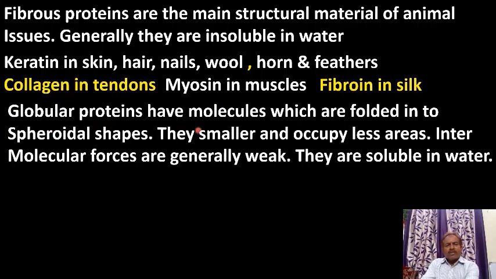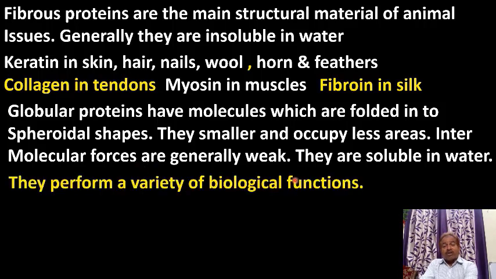Now globular proteins have molecules which are folded into a spheroidal shape, that is a spherical shape. They are smaller and occupy less area. Since they are spheroidal or spherical in shape, they occupy less area, and molecular forces are generally weak and they are soluble in water. They perform a variety of biological functions.